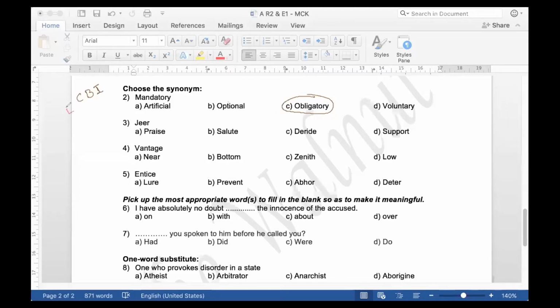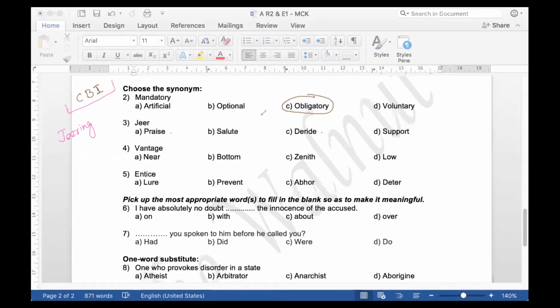So the political leader was welcomed by a jeering crowd, or when the political leader came for the meeting, the jeering crowd welcomed him. Jeer means, is it praise or salute or deride or support? What do you think?